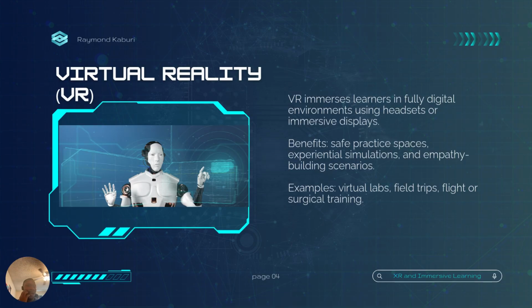Now, VR, which is the virtual reality. So this is also a type of extended reality which immerses learners in a full digital environment using headsets or immersive displays. And like the name implies, it uses visuals. So that is how it works. And one of their benefits is that it gives safe practice spaces. It also has experiential simulations, that is, that kind of hands-on, and it also has empathy building scenarios.